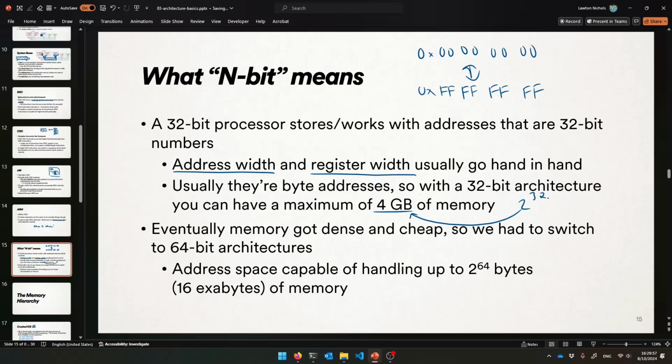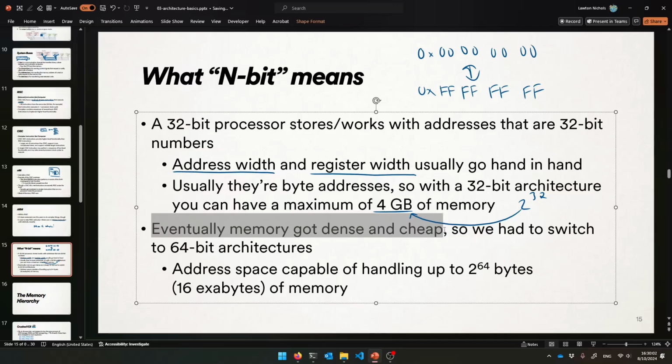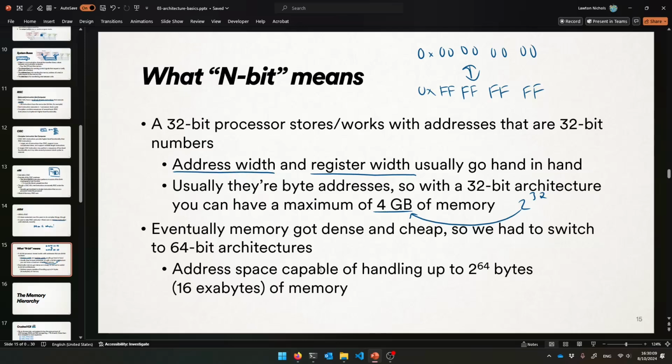That's the idea. All right, so yeah, memory got dense and cheap, and our programs were programmed very badly, and so they used too much memory, and so we switched to 64-bit. Okay, and we have some time to stay on 64-bit. It's pretty much impossible to make a computer that holds 2 to the 64 bytes of memory. That's 16 exabytes. That's way too many for any normal person to afford right now. Okay, so that's good. We have some time, and we'll stay on 64 bits for quite a while, I think.